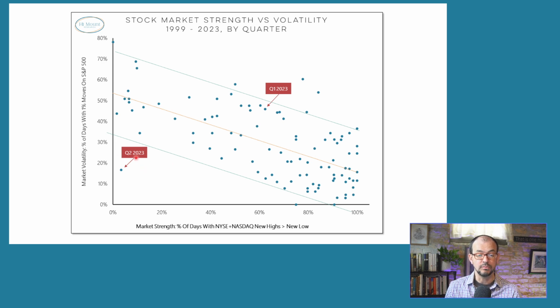That brings us to what we're seeing in Q2 of this year. Here, we've seen both volatility and market strength collapse. We've had 3 7-day runs so far this second quarter without a 1% move in the S&P 500. Prior to that, we'd only had 1 in the past 5 quarters. So quite a difference this quarter versus last quarter.